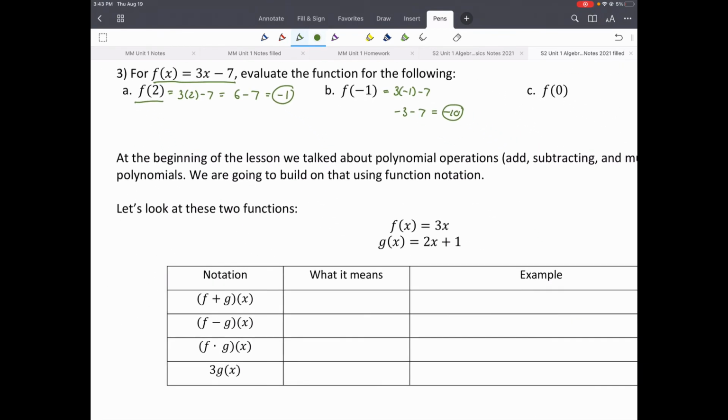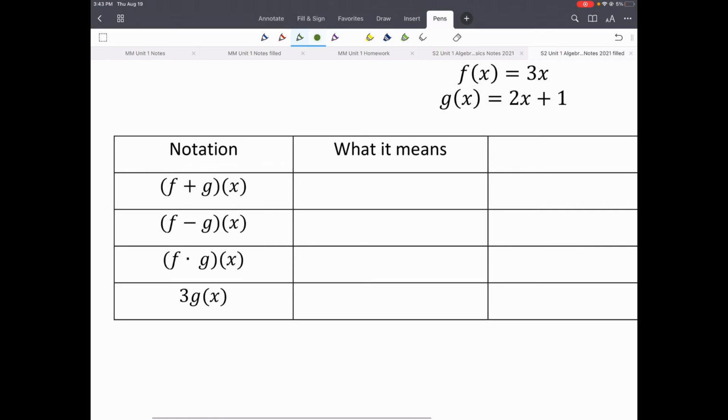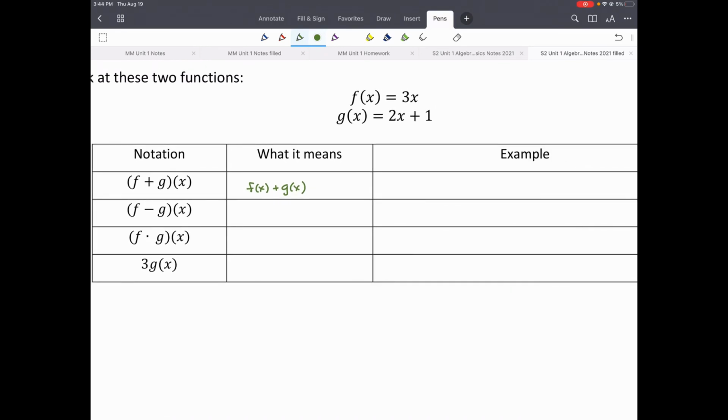So at the beginning of the lesson, we talked about polynomial operations, adding, subtracting, okay? But we are now going to do the exact same thing, but using function notation. Okay, so this is function notation, like f plus g of x. That's how we would say that. But what does that really mean? Well, what we're doing here is we're doing f of x plus g of x. Okay, so an explanation for this using these values, well, f of x is 3x, and we're going to add it to g of x, which is 2x plus 1.